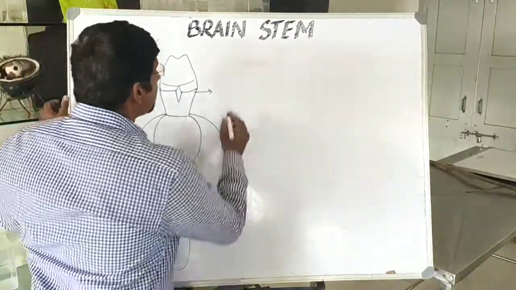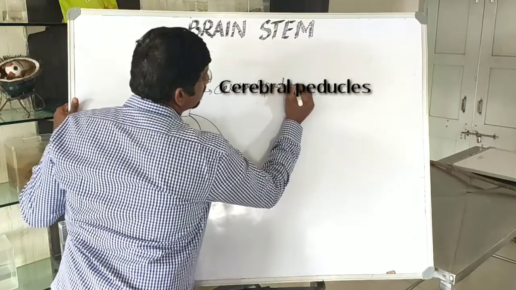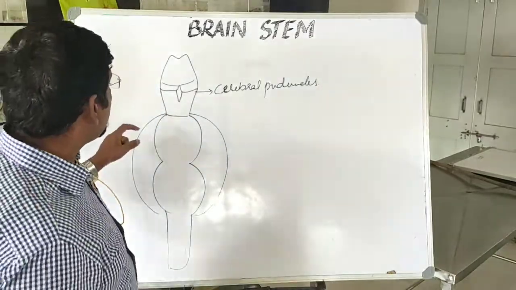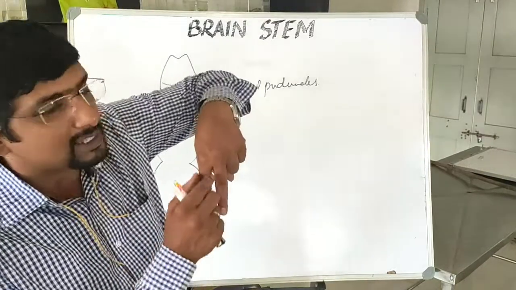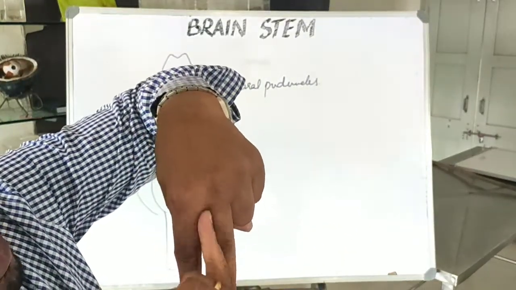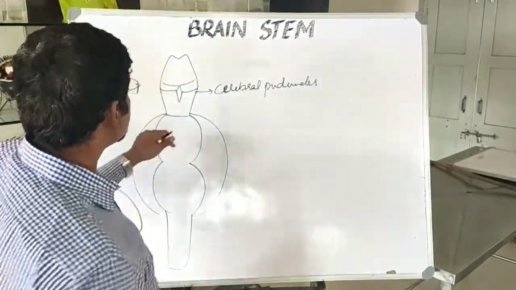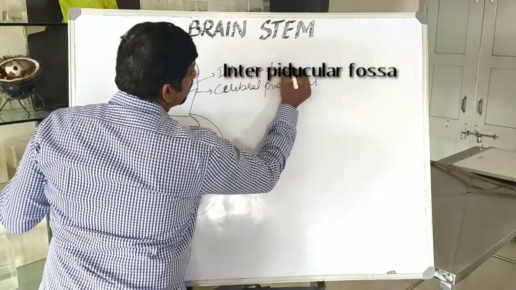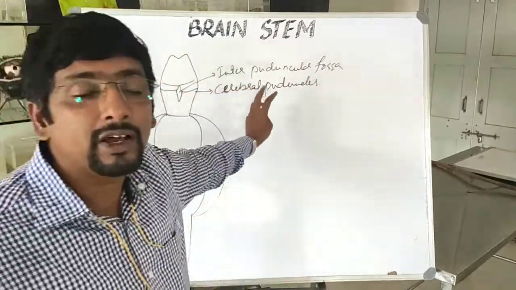These are also called cerebral peduncles. Okay, they are called cerebral peduncles. And in between the two peduncles there is a fossa. This is one cerebral peduncle, this is another cerebral peduncle. In between the cerebral peduncles a fossa is there, and that fossa is called the interpeduncular fossa.